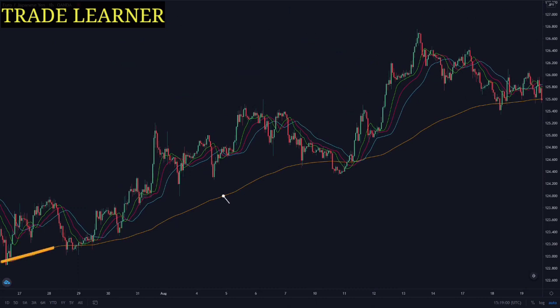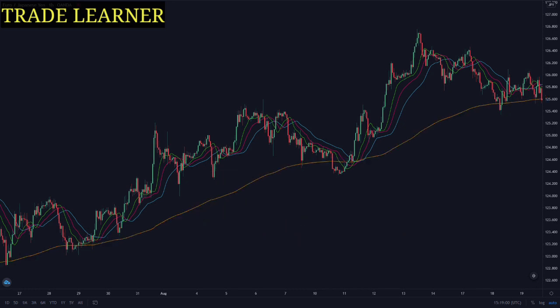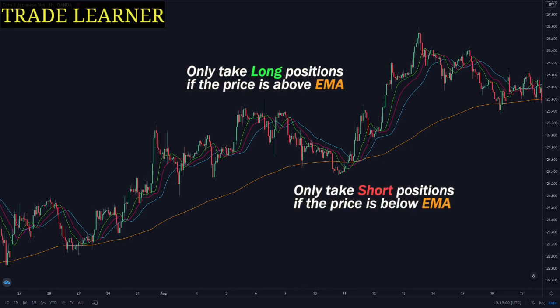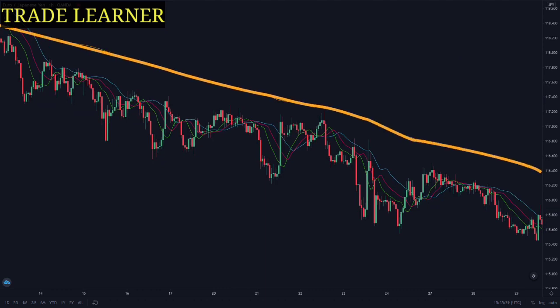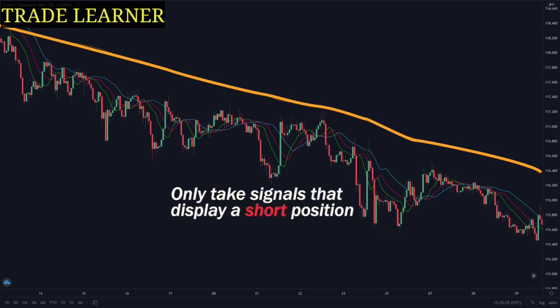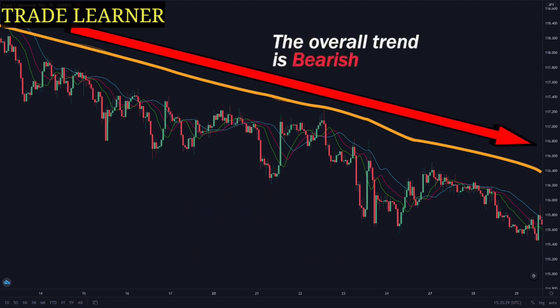I found it works best with the 200 EMA because it shows the overall trend on the market. So the way you trade this indicator combination is by only taking long positions if the price is above the 200 EMA and only taking short positions if the price is below the EMA. So for example, you can see here that the price is below the EMA line, and because it's below, it means we are only taking signals that display a short position. So signals that display a long position would be ignored. Because remember, the overall trend is bearish.